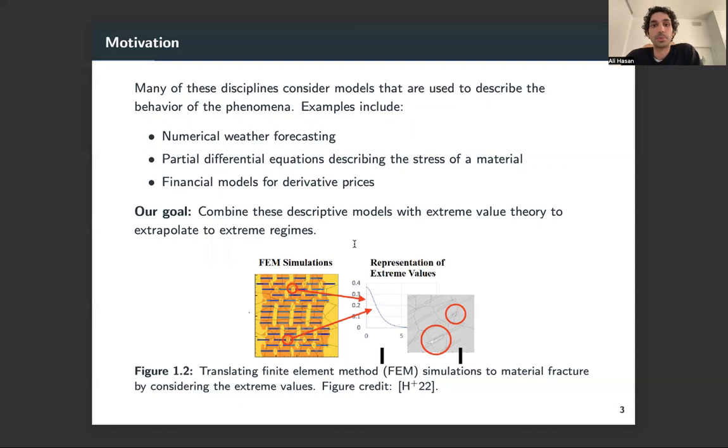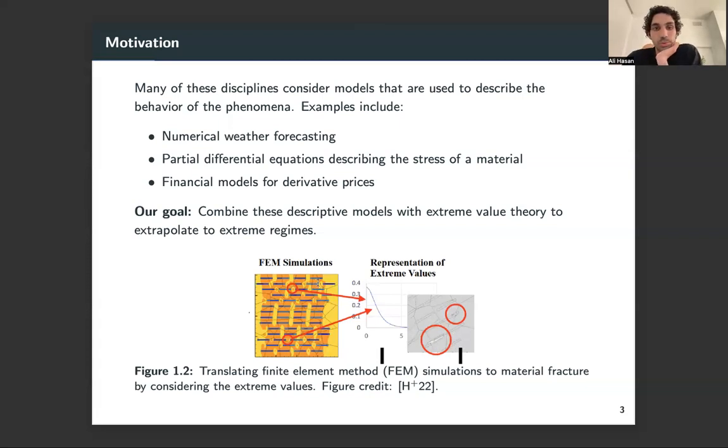Our goal is to combine these descriptive models, which are generally operating in the bulk or the normal behavior of the distribution, with the extrapolation theory of max-stable processes and extreme value theory to extrapolate to the extreme regimes. This has been done in an ad hoc fashion by a number of different researchers. In one case, we have finite element simulations, which come from some sort of finite element simulator and try to predict the crack propagation in the material. These strains are then fit to a Weibull distribution that varies over space, which is used to predict the crack propagation.